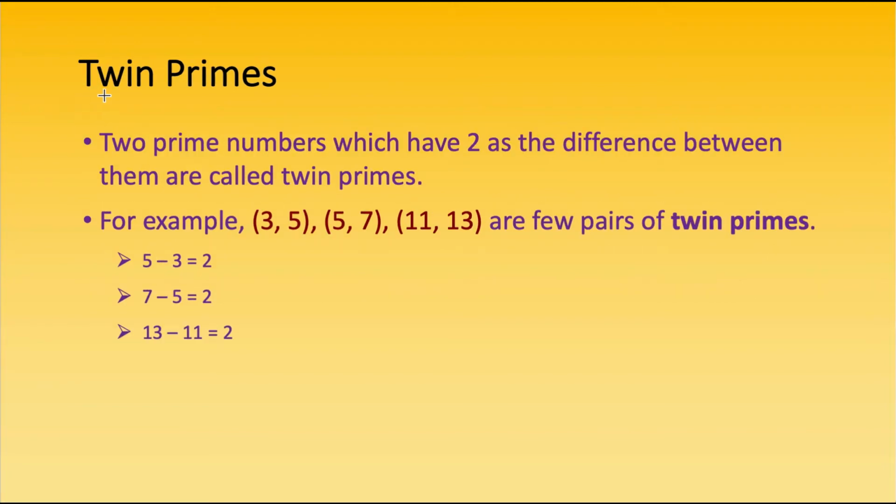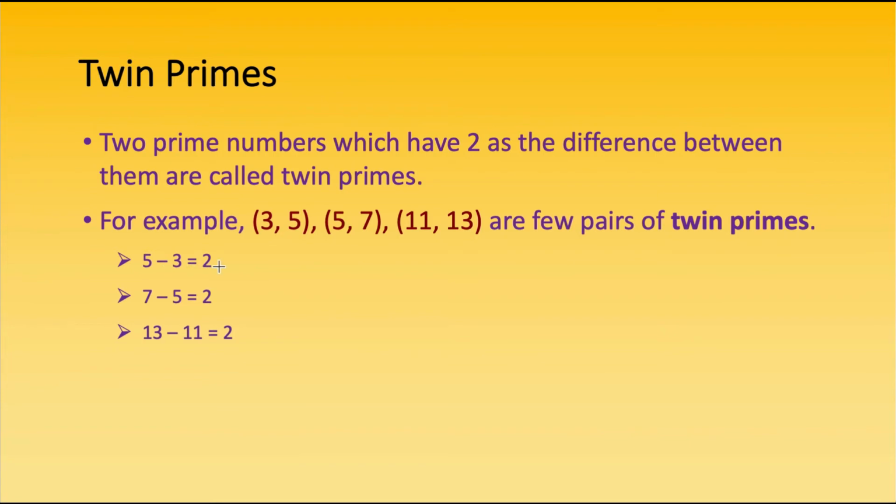Next, twin primes. So these also come in pairs. Two prime numbers which have 2 as the difference between them are called twin primes. So जो pair prime numbers की है, for example these pairs, and the prime numbers की जो difference है, that should be number 2. So these are the pairs of twin primes.